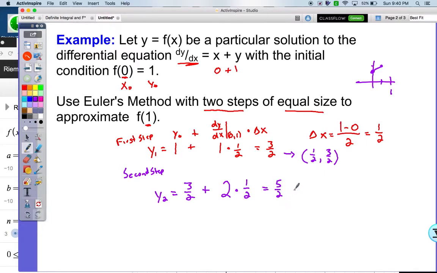So that tells me I went another 1/2 step, so my new x value is 1, and my y value there is 5 halves. So our approximation is that f of 1, the value of this function at 1, is approximately 5 halves using Euler's method with 2 steps.